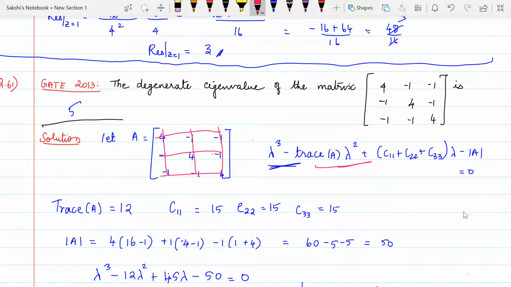After doing all those things, you get a particular equation, which is lambda cube minus lambda square plus 45 lambda minus 50. So let us see the next step.